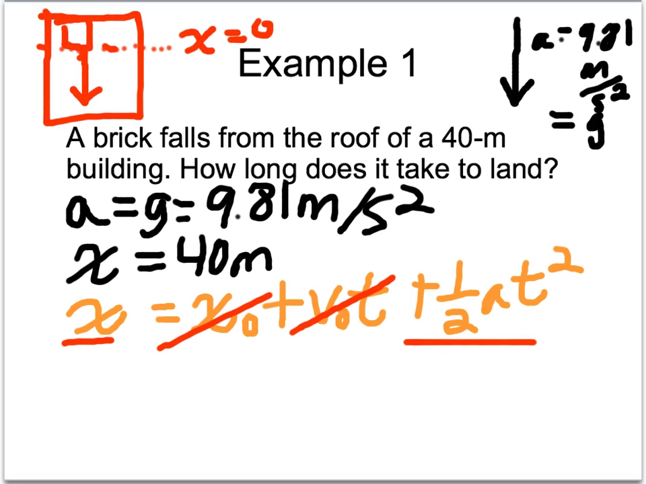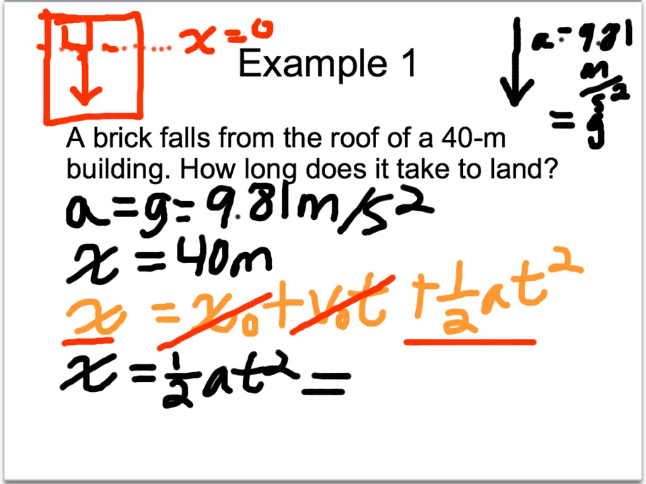Okay, I'm going fast because this should be pretty old hat for you by now. Alright, x equals 1/2 at squared. And subbing in the information from the problem, we have 40 meters. Oh, you know what? I'm breaking my own rule here. I should not solve this with numbers yet. I need to get t equals something before I solve this. So let's go to a new slide where I can clean this up and we'll finish solving this.